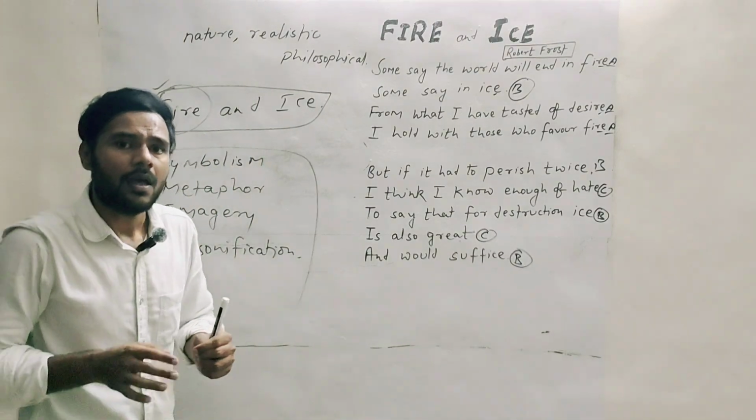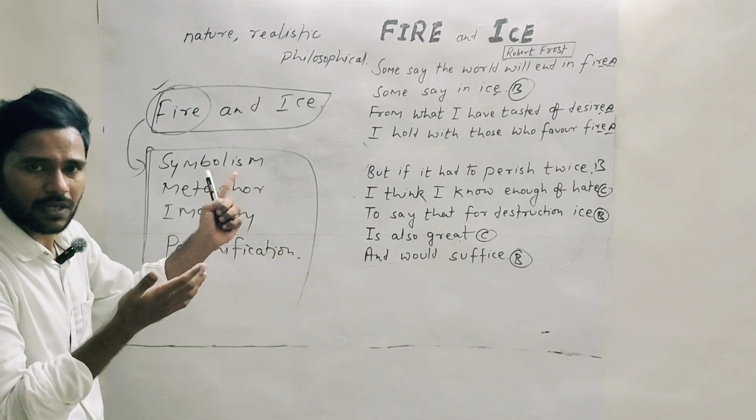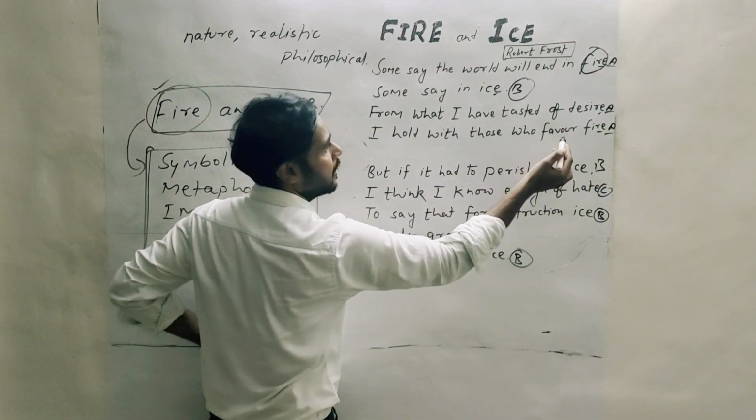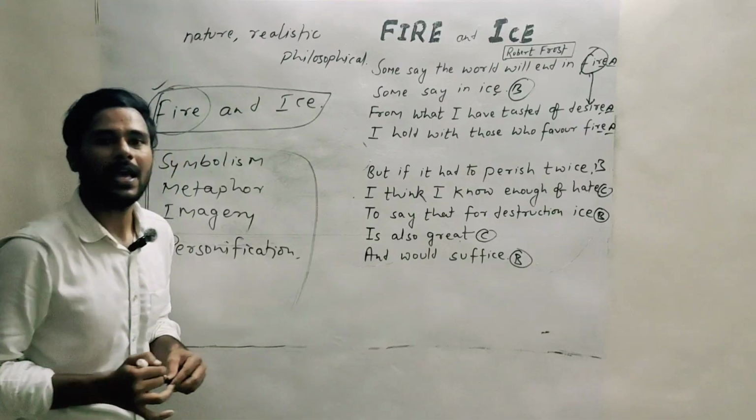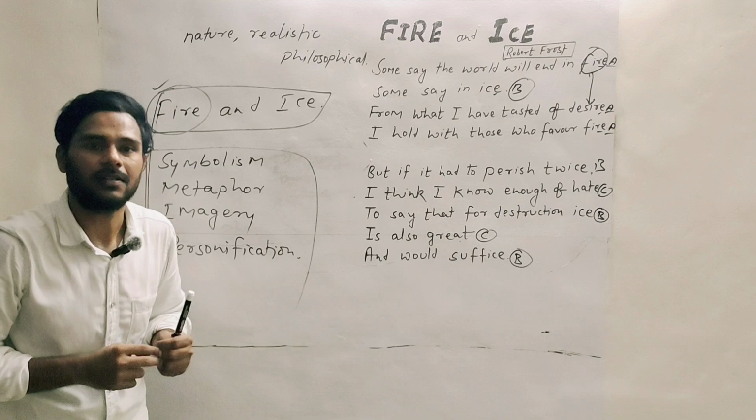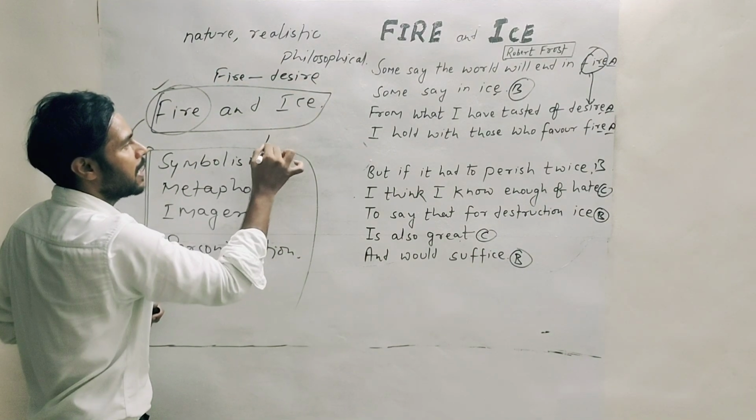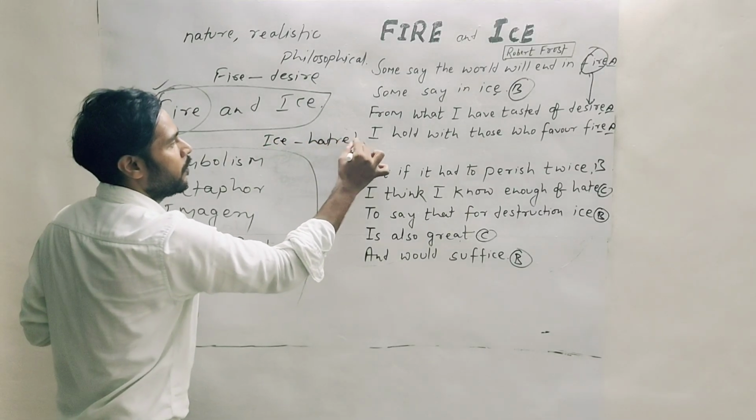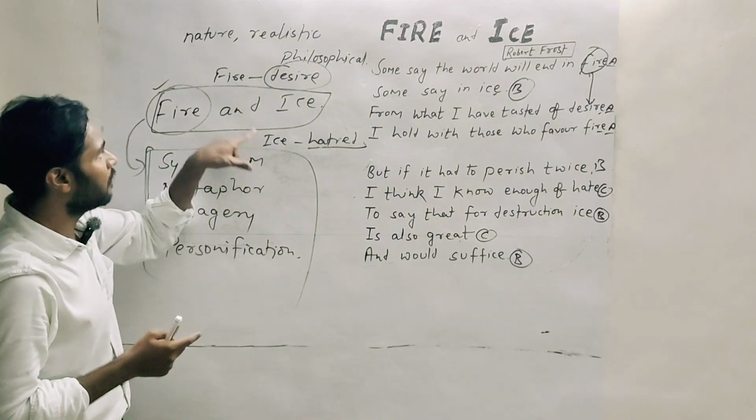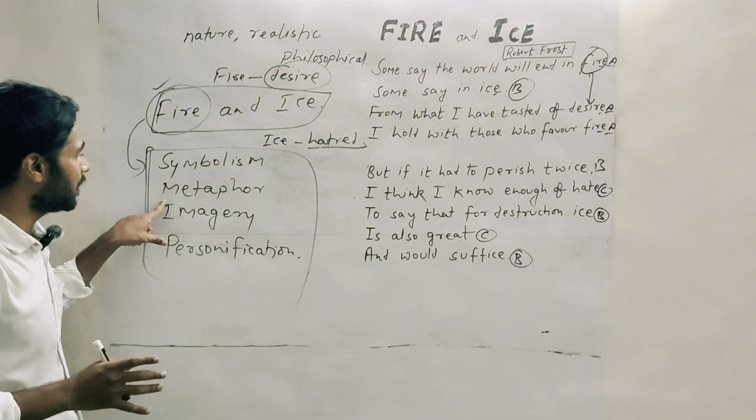Metaphor, why? How? Metaphor is a direct comparison. They have also been used as metaphors because fire is being compared to desire. So fire is desire, and ice is hatred. When the comparing words are present within the text, they will act as metaphors as well.